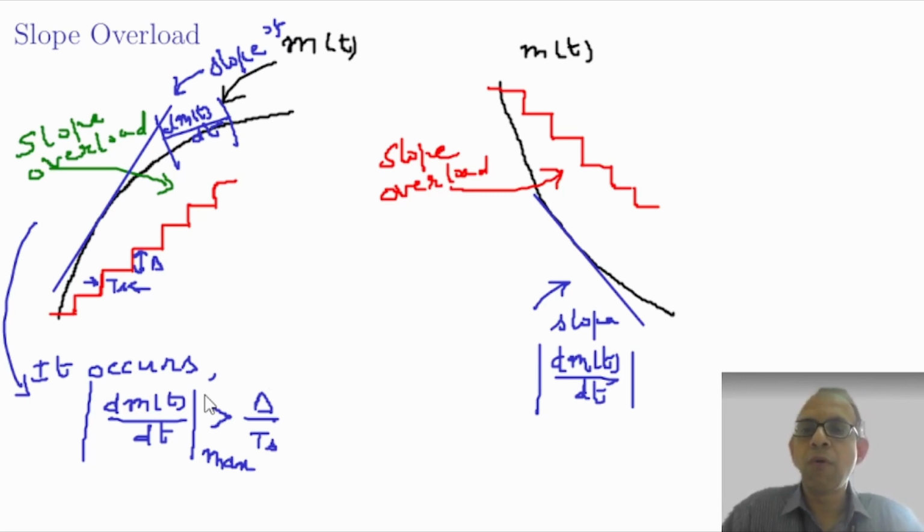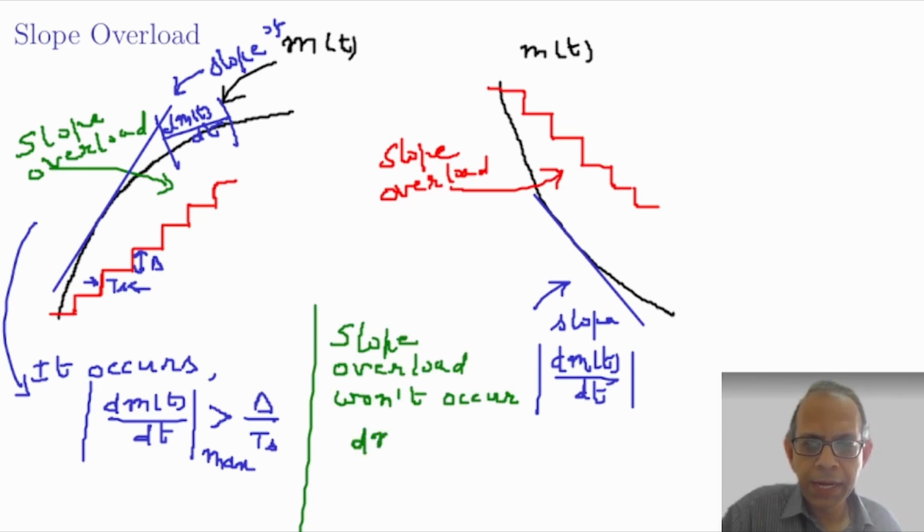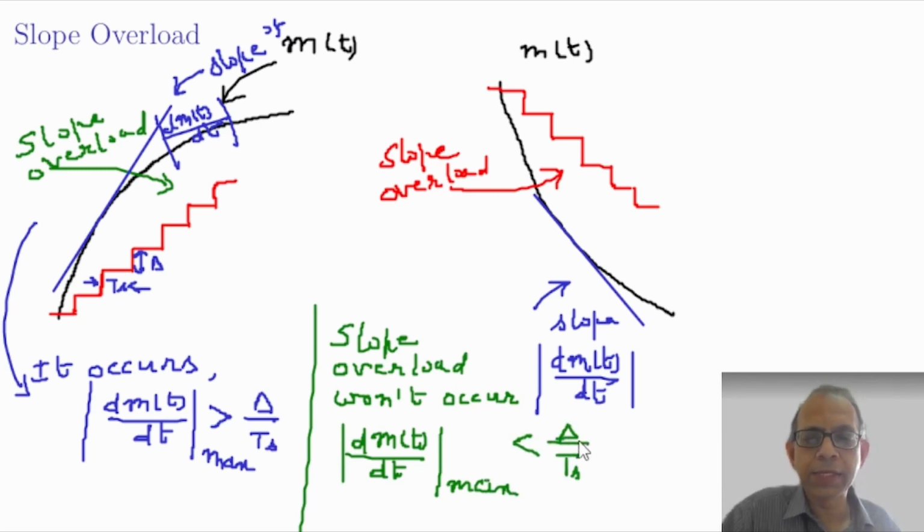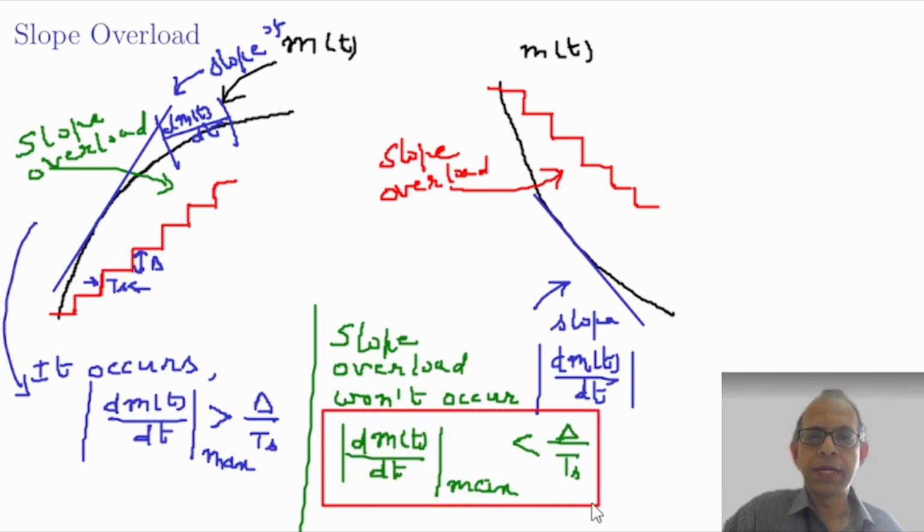So what to do to avoid the slope overload distortion? The slope overload distortion will not occur if the maximum value of the magnitude of dm(t)/dt is less than delta by Ts, or we can say that the slope of the staircase function delta by Ts is larger than the maximum absolute value of the slope of the message signal, and that is the condition to avoid slope overload distortion, a very important result.